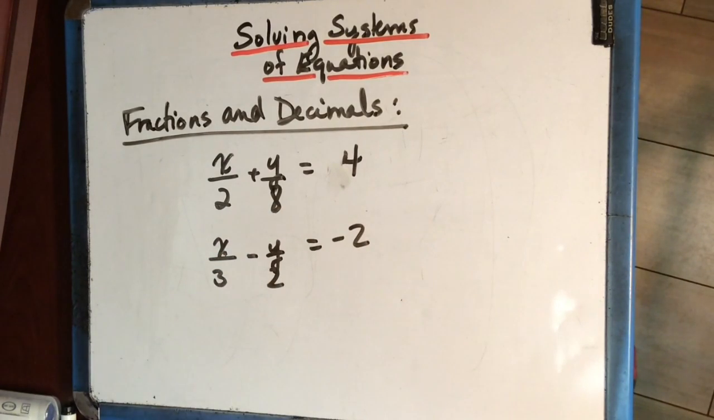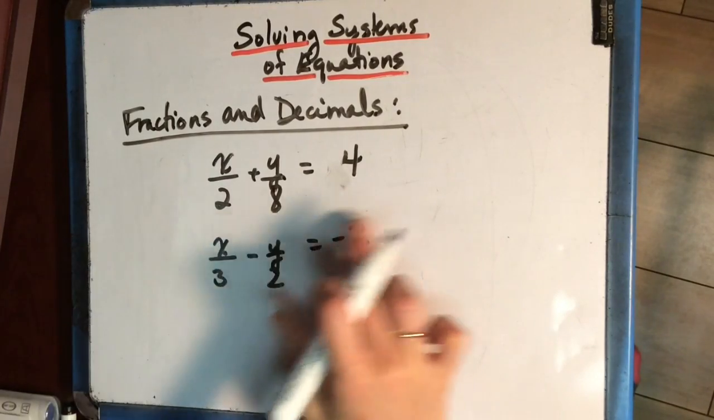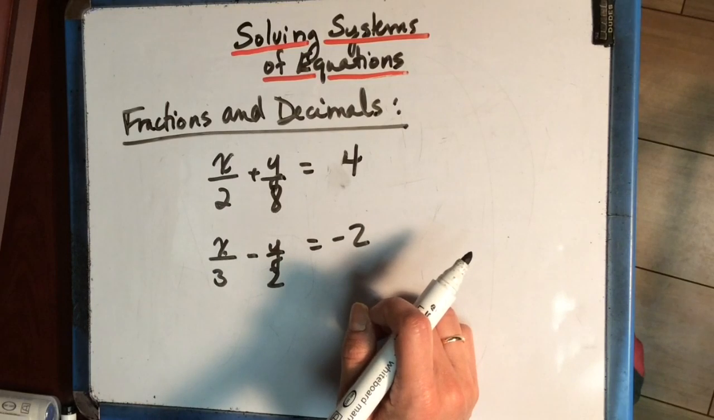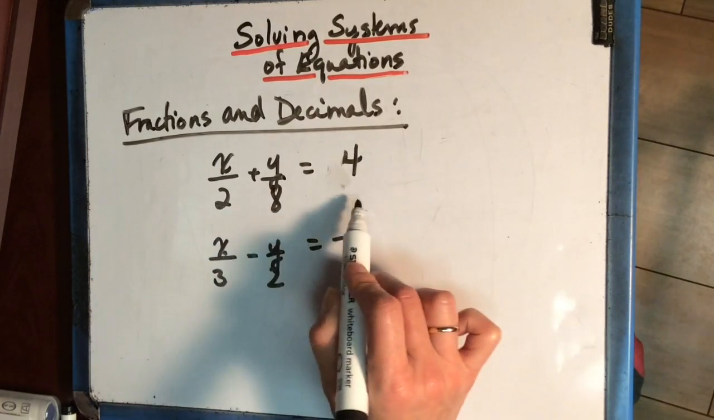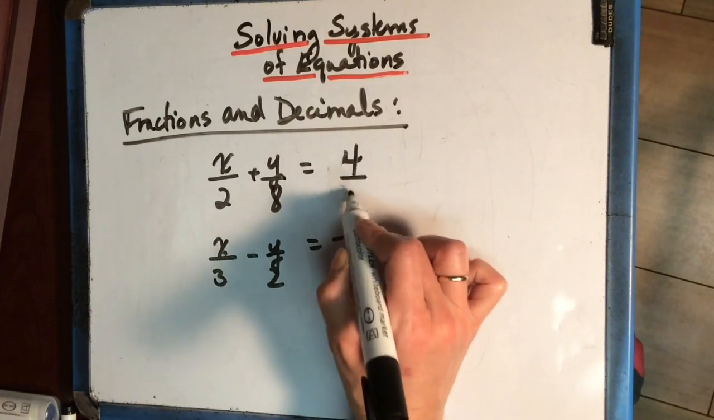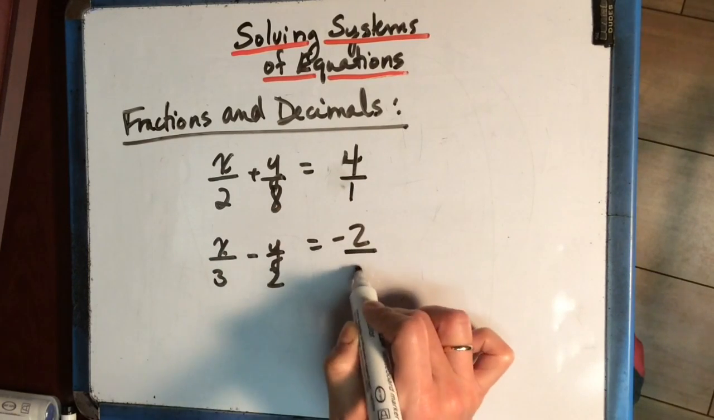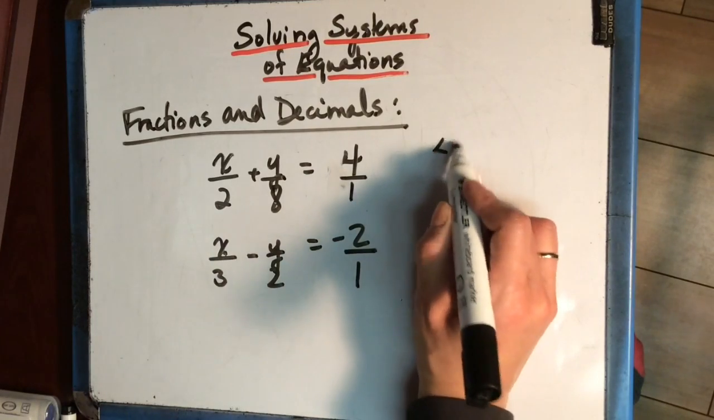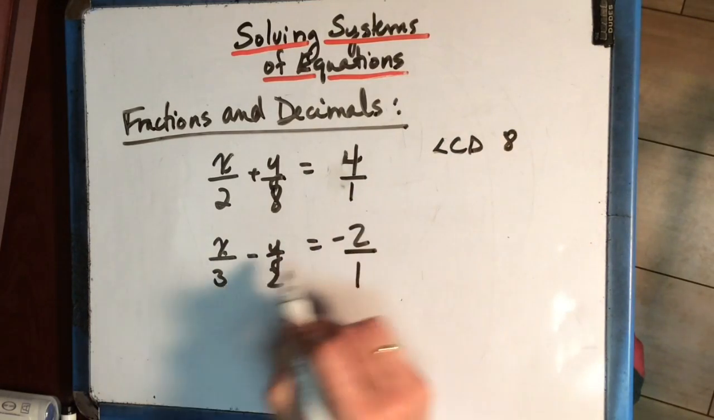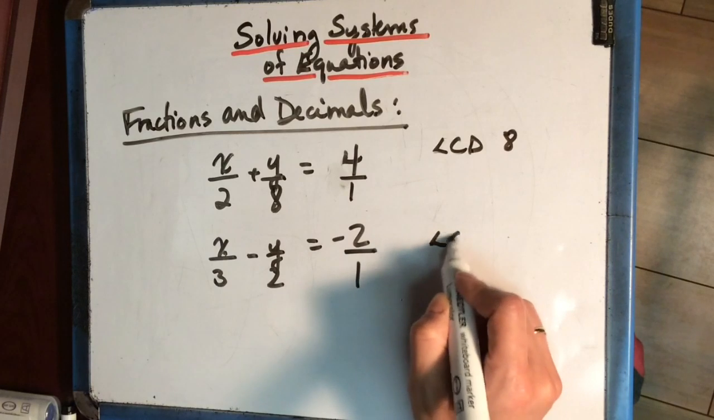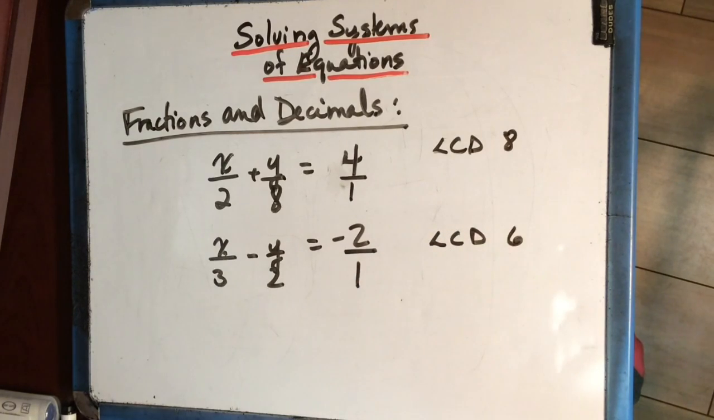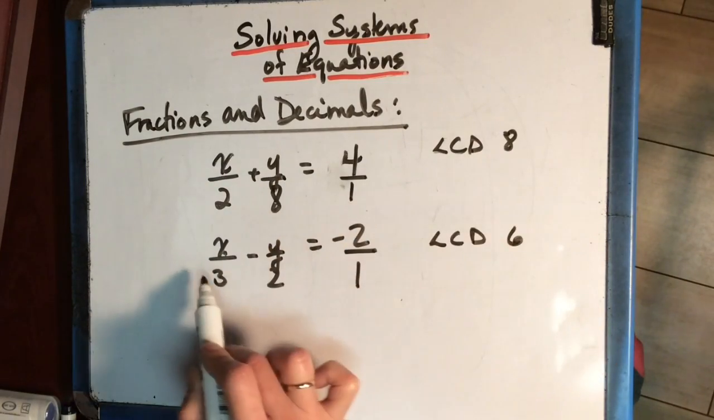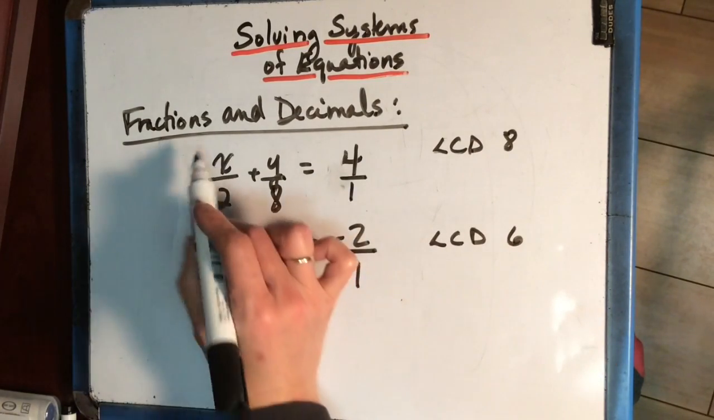Now in grade 9, we learned how we can simplify this equation by removing the fractions. What you can do is find the lowest common denominator here. Remember that this 4 also is over 1, and this is over 1 also. And so the lowest common denominator here would be 8. The lowest common denominator here is 6. So what you want to do is multiply every term in this one by 8 and every term here by 6. So let's do that.